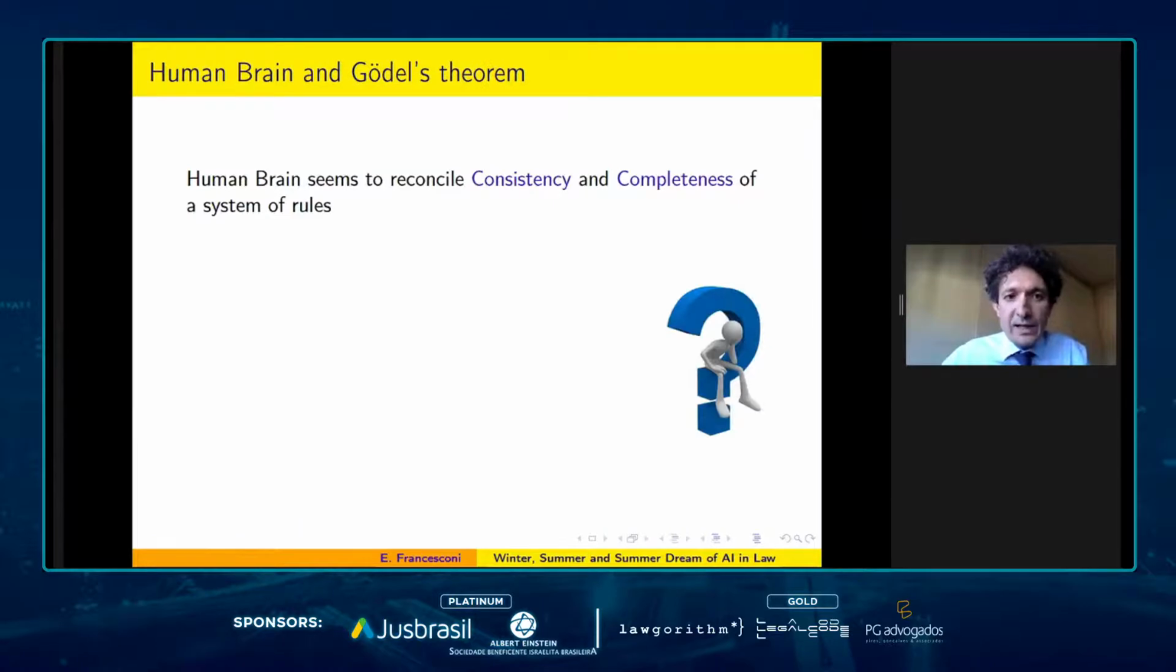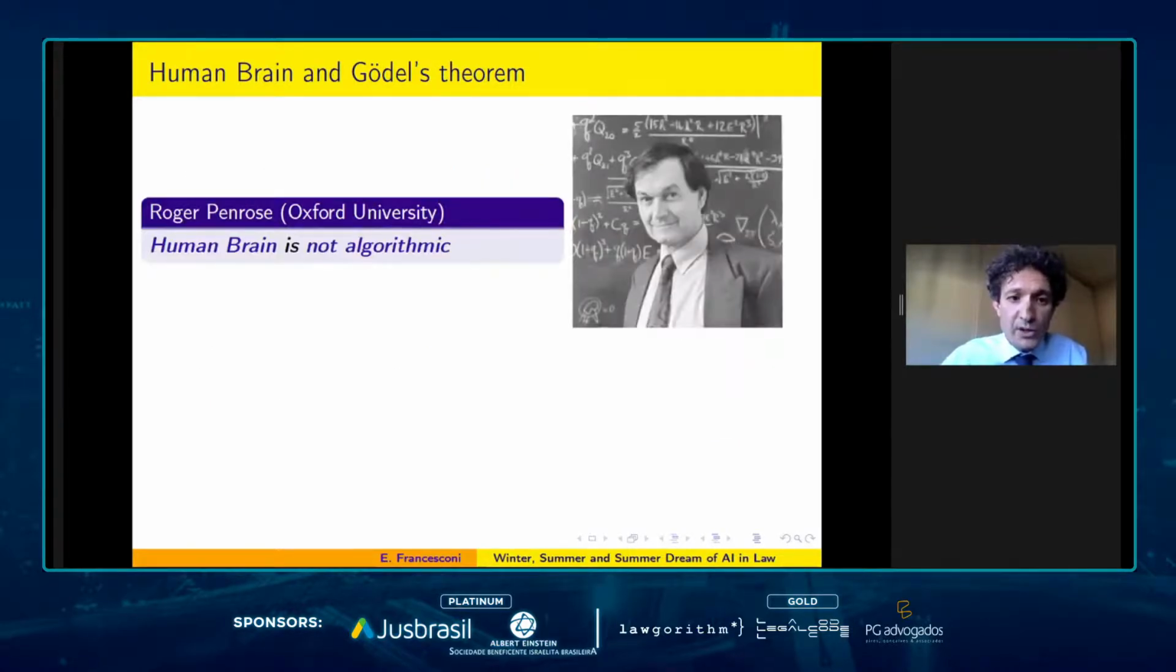So we can say that the human brain seems to reconcile consistency and completeness of a system of rules. So a question is: is the human brain an exception to the Gödel theorem? According to Roger Penrose, this is the case. The human brain is not algorithmic.